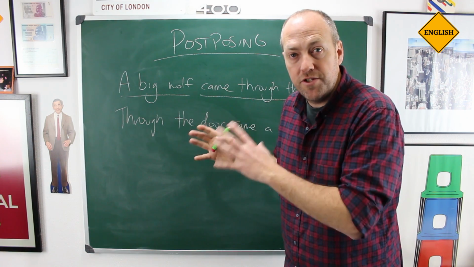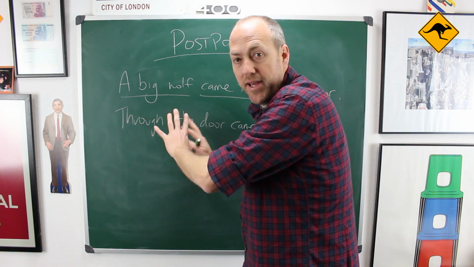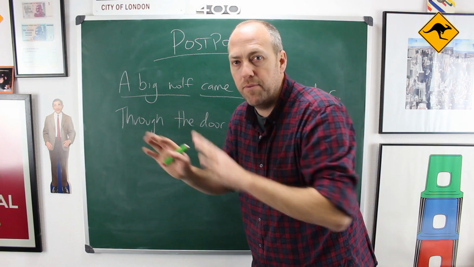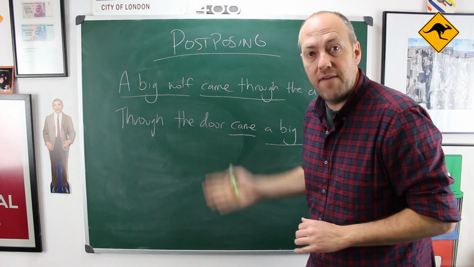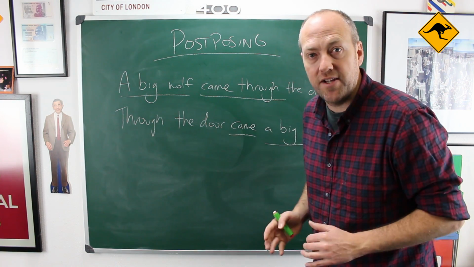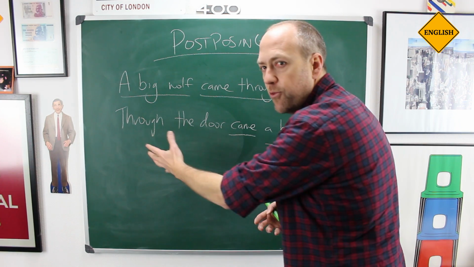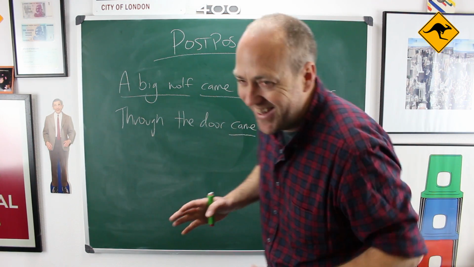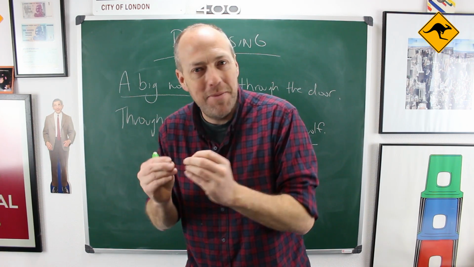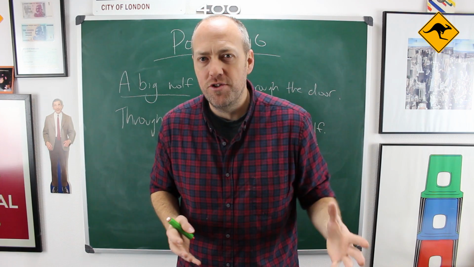And what we're going to do now is we're going to put our phrase here at the beginning, through the door, our prepositional phrase, and then we're going to have verb and then subject. So do you see the suspense? Through the door came a big wolf. It changes the meaning, the way that I present this information to you.